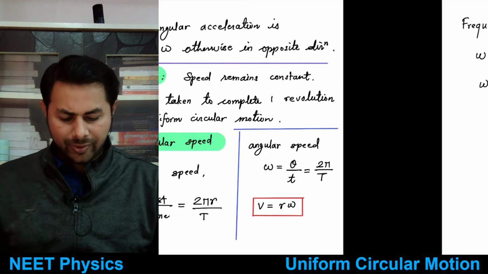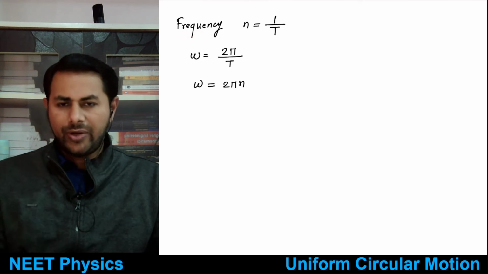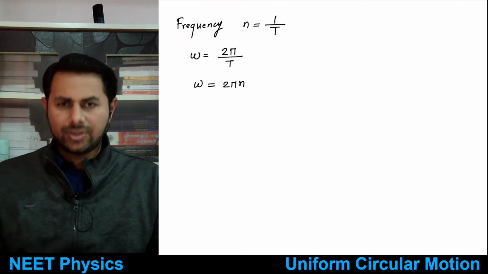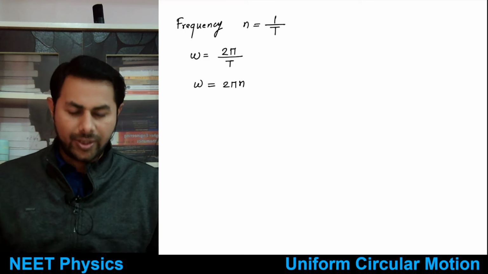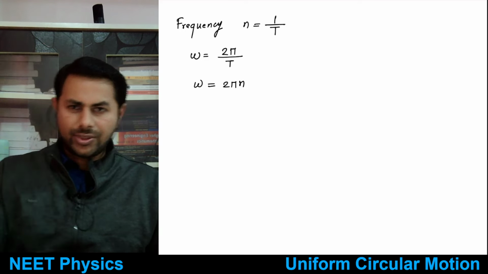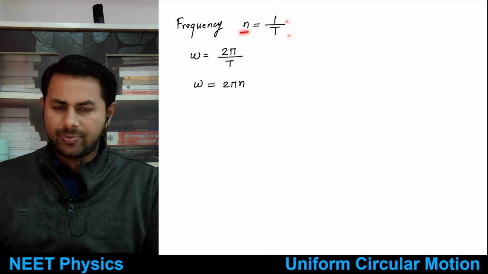Okay, good. Then next we define frequency. What is frequency? The number of revolutions performed by an object per unit time is the frequency. It is just the reciprocal of the time period.